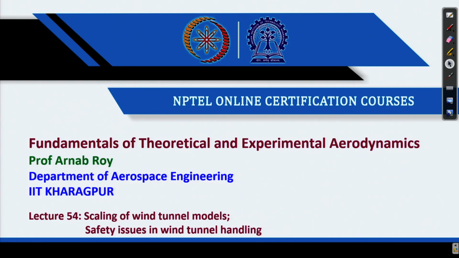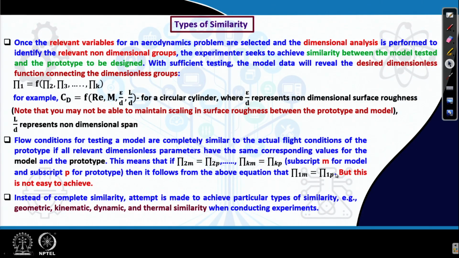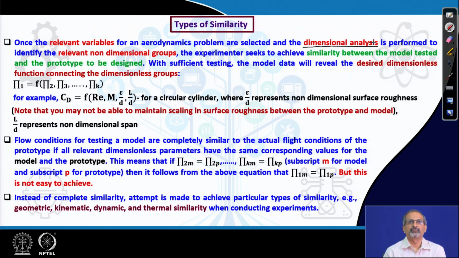In this lecture, let us discuss different types of similarity which may help us in scaling wind tunnel models and safety issues in wind tunnel handling. In the previous lecture, we discussed the very important tool of dimensional analysis and we learnt about the Buckingham pi theorem. So, with that background in mind, let us take the discussion forward and try to understand the types of similarity.